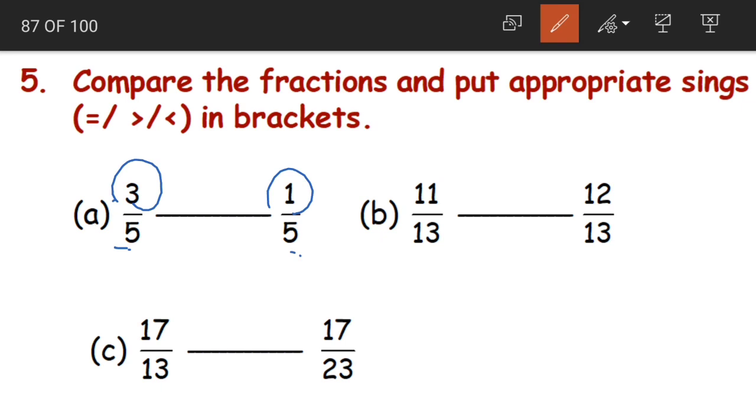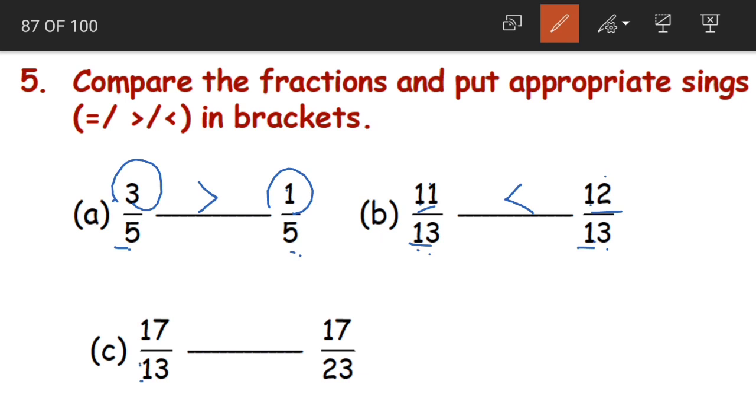Yes or no? When we compare 3 and 1, what is the result? 3 is greater than 1. So the fraction 3 by 5 is greater than 1 by 5. Next, 11 by 13 and 12 by 13. Again the denominators are same. So comparing the numerators, 11 and 12. 11 is less than 12. So 11 by 13 is less than 12 by 13.